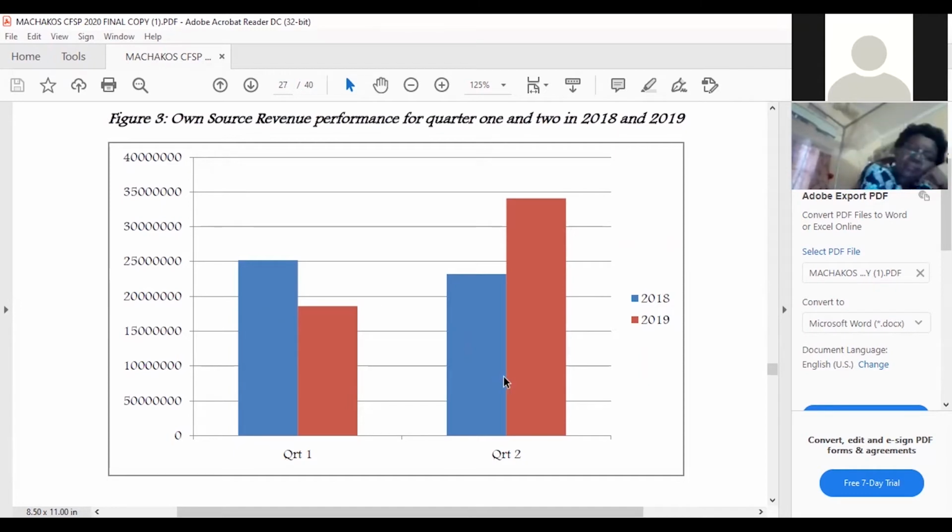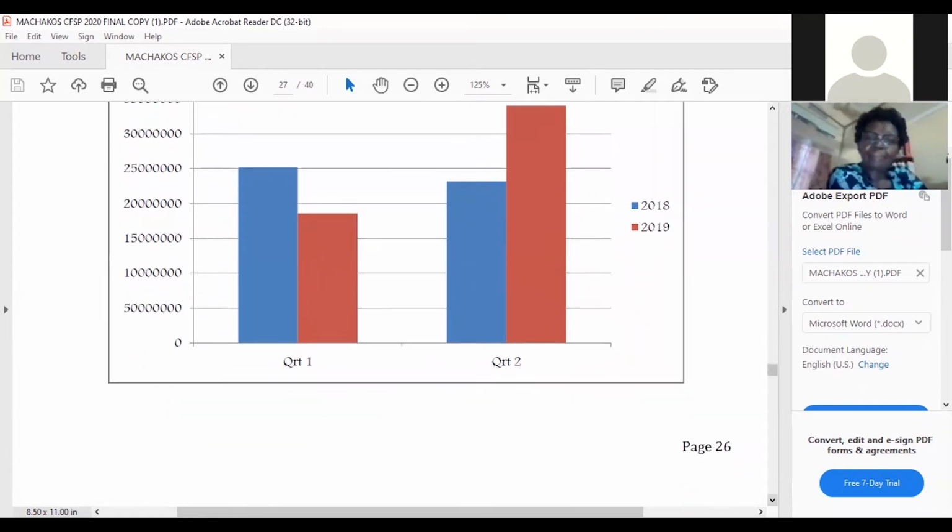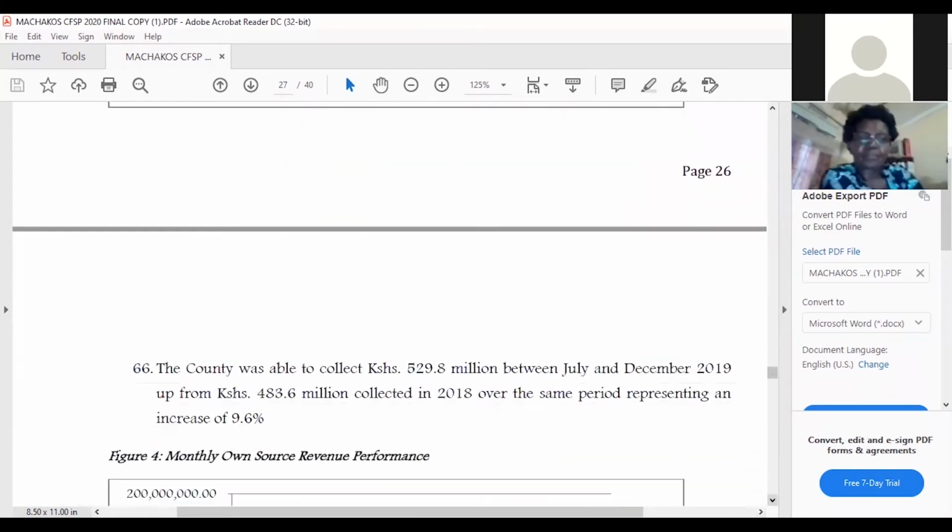And then quarter two, which is October, November, December. In 2018 they managed to collect 2.1 billion, and then in 2019, it increased to almost 3.5 billion. Okay. So you can see it's giving you even the chart so that you may be able to see.